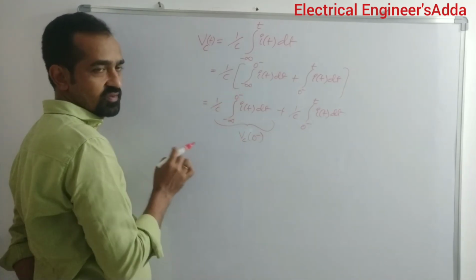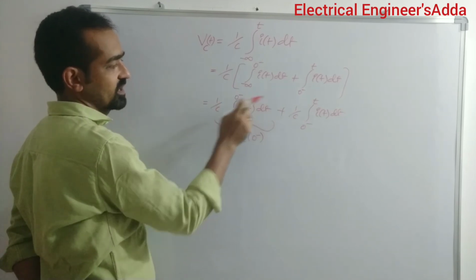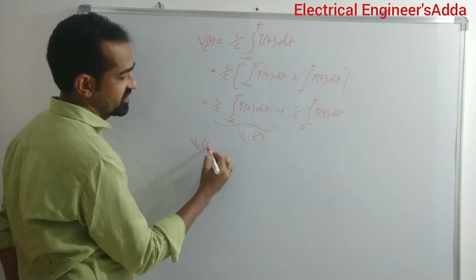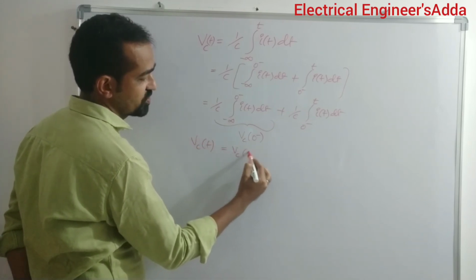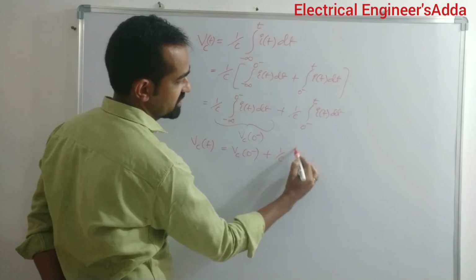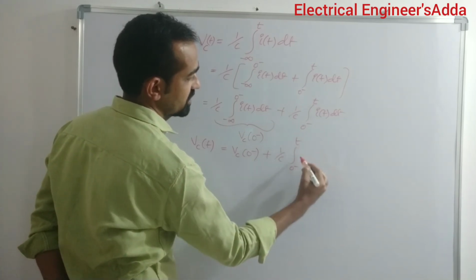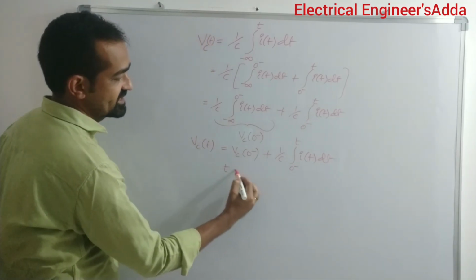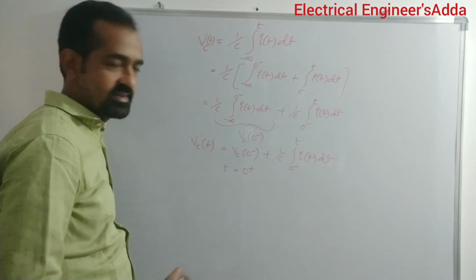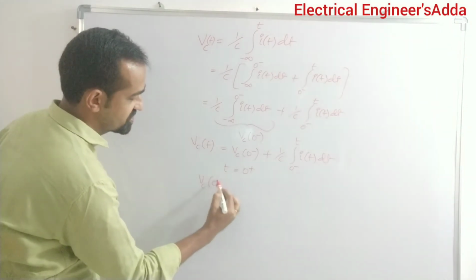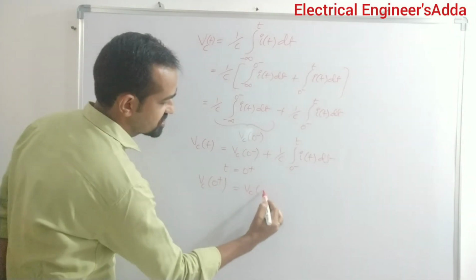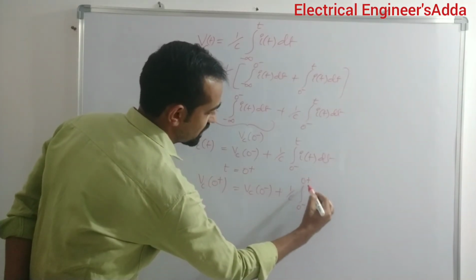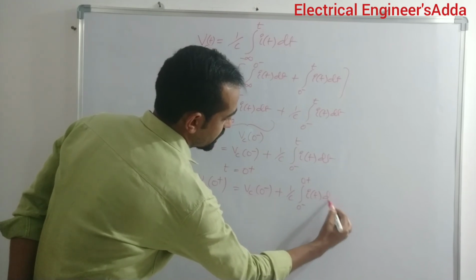Just before closing the switch, this is the condition of the capacitor. So here Vc of t is equal to Vc of 0 minus plus 1 by C integration from 0 minus to t of I of t into dt. Okay, at t is equal to 0 plus, Vc of 0 plus is equal to Vc of 0 minus plus 1 by C integration from 0 minus to 0 plus of I of t into dt.